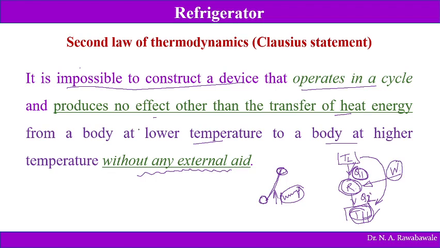So now we can reread this statement. It is impossible to construct a device that operates in a cycle and produces no effect other than the transfer of heat energy from a body at lower temperature to a body at higher temperature without any external aid, without using any kind of energy. That is impossible. That means it is possible to transfer heat energy from a body at lower temperature to a body at higher temperature with the aid of an external source of energy.